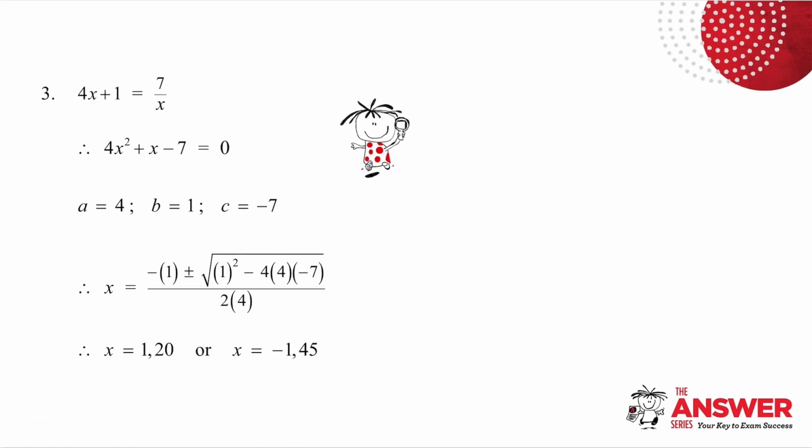In the third example, the first thing I do is I get rid of the fraction, so I multiply by the common denominator, which is x. The other thing I do is I take this term across to the other side, so I set up my quadratic equation in standard form. My a value is 4, b is 1, and c is minus 7. Use those values, substitute into the quadratic formula, use your calculator, and you get your two answers.